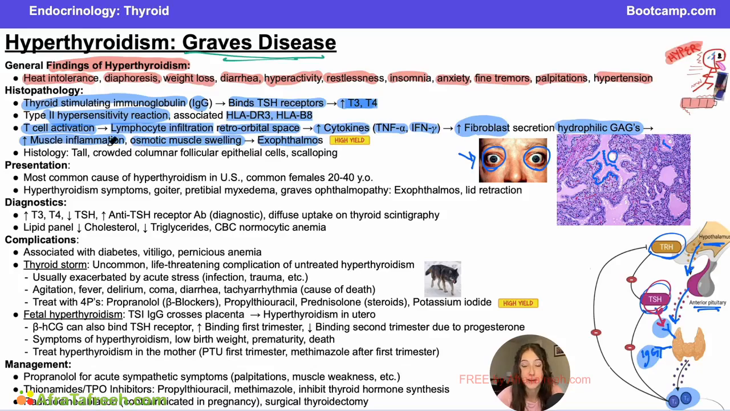So key things to remember about our histology in Graves' disease, that we have these tall, crowded columnar follicular epithelial cells. And then additionally, those increased white spaces, that is the scalloping that you can commonly see with Graves' disease.